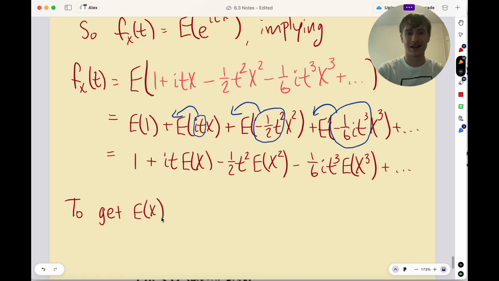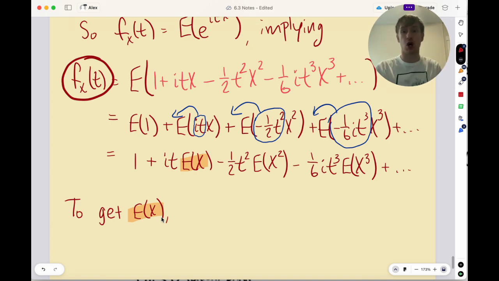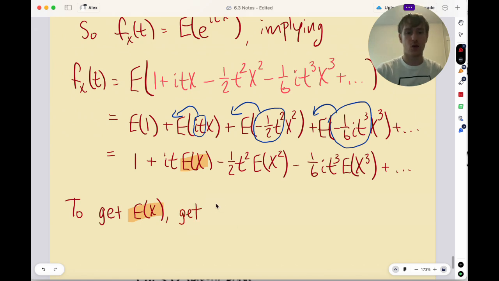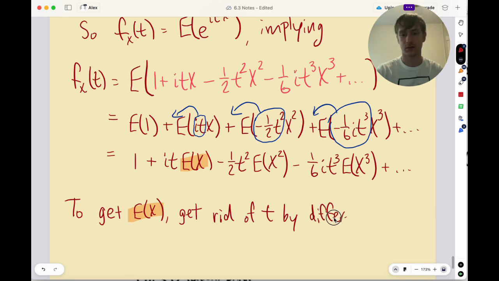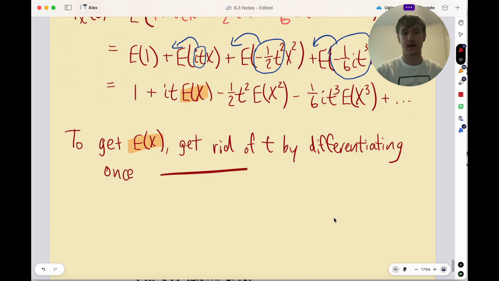Okay, we want this by itself. Any ideas of what we can do to the characteristic function to essentially negate all other terms? It's going to be similar to what we did with generating functions. It's going to involve some derivatives. Well, what we want is to get rid of the t. So we're going to get rid of t by differentiating once.